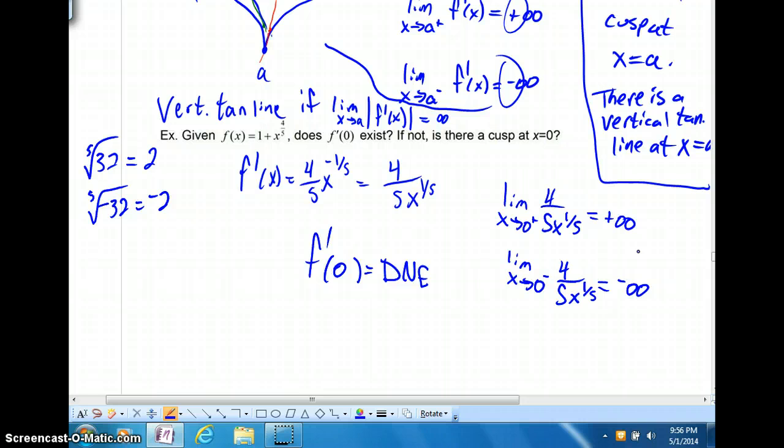What are we really saying? We have different directions here. There is a cusp at x equals 0. And that's all we wanted to finish talking about.